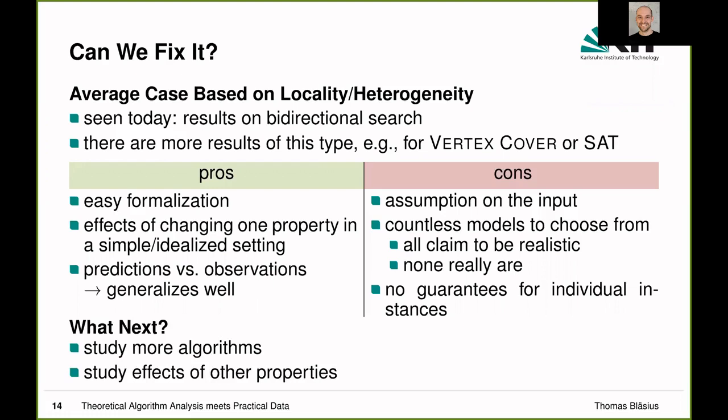Now, what's next in this direction? Well, first of all, I think it's important to study more algorithms. We don't have that many studied yet, so to really draw conclusions whether this is a good approach or not. And I also think that maybe locality and heterogeneity are very important, but I would also believe that there are algorithms where other properties are also important, or other properties are more important, and I think it's interesting to figure out what these properties are and how the algorithms behave with respect to these properties.